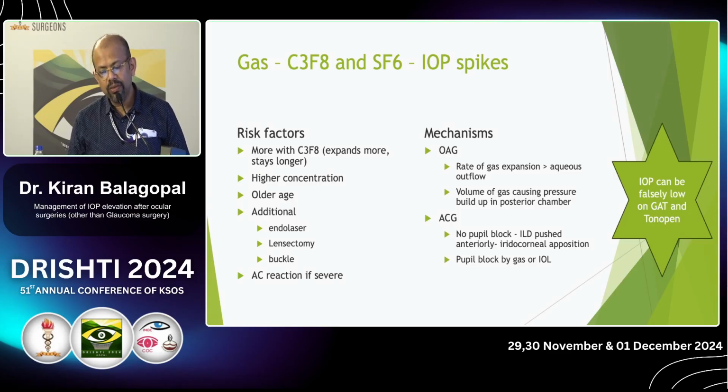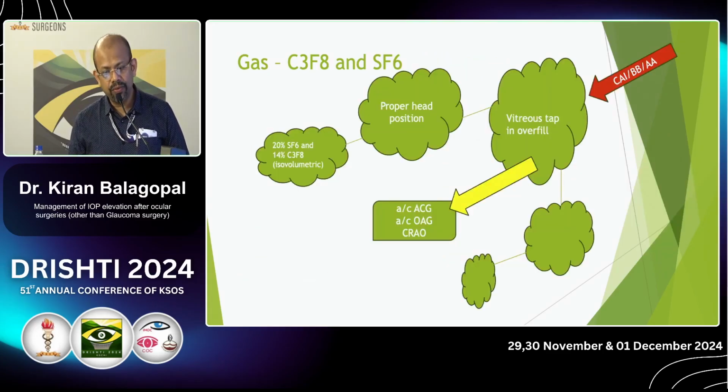With regard to gas, only one thing: the IOP measured even with relatively low displacement tonometers like applanation or Tono-Pen can be falsely low. You can be underestimating the IOP by as much as 15%. So whatever gas you use, it's better to use an isovolumetric mixture like 20% SF6 or 14% C3F8. Head position is important, and when the gas expands to maximum size, that is the time when you get maximum risk of glaucoma.